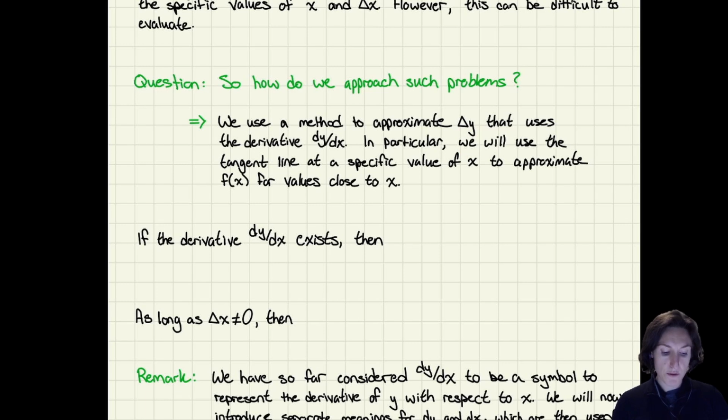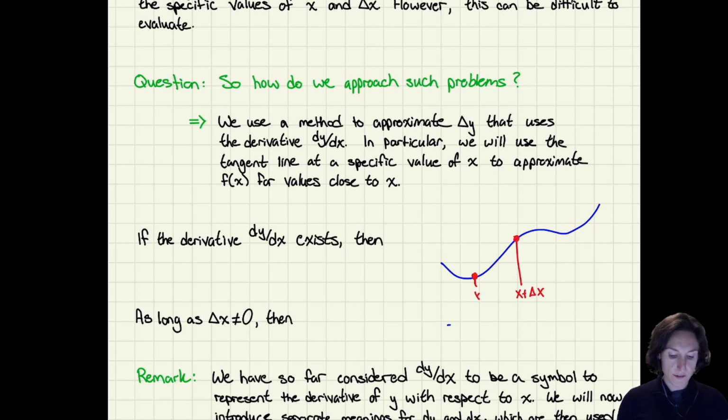In particular, we will use the tangent line at a specific value of x to approximate f of x for values close to x. So in other words, say we have some sort of function, and say it's a very complicated function. Seeing what happens if you start at this value x, and then you move over by an amount of delta x, seeing how this influences the actual values of this blue line, we can approximate that by looking at a tangent line at, say, a value x, and seeing what happens if we move a little bit over in each direction.